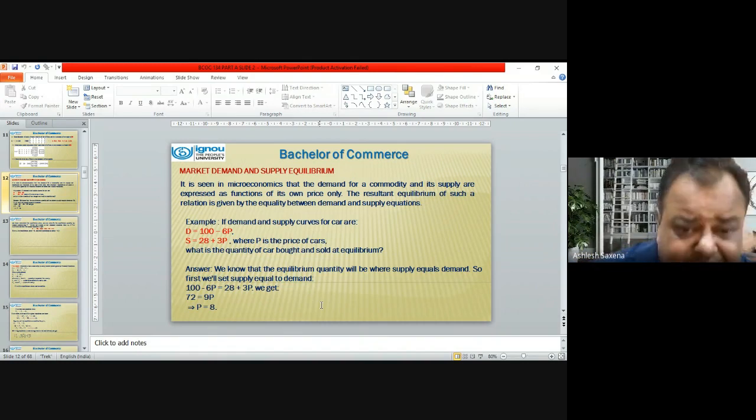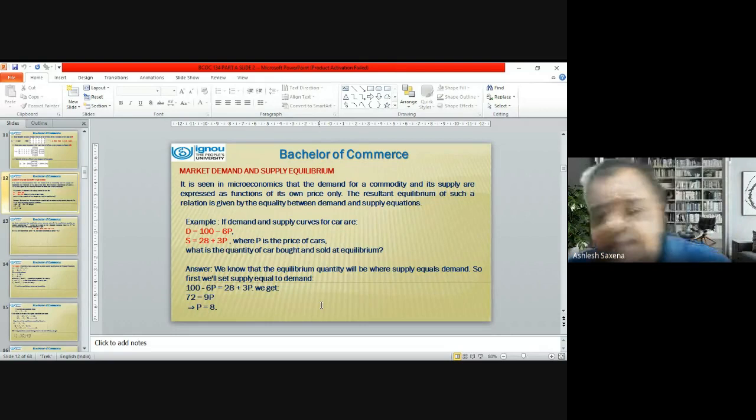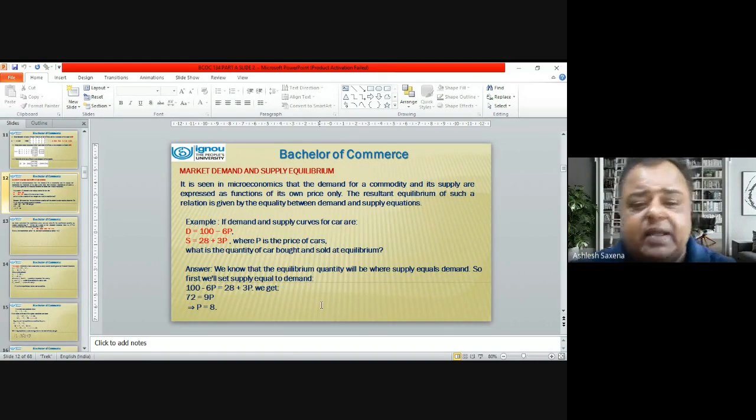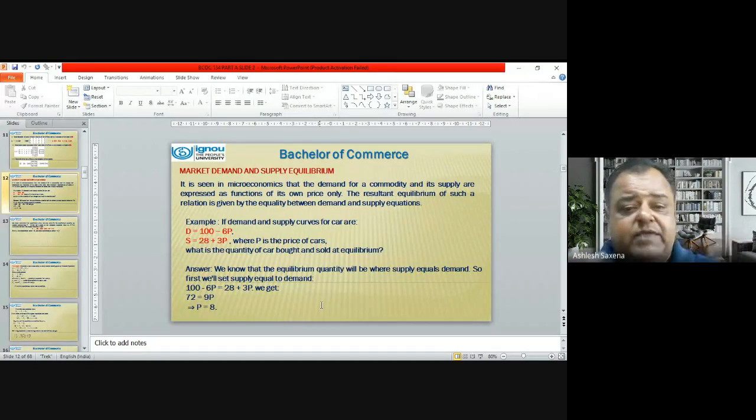So straight away, we are going to equate D equal to S. That means 100 minus 6P will be equal to 28 plus 3P. We will be bringing this 28 to the left side and sending 6P to the right side. That will become 72 divided by 9. That means we are going to get the price of the car as 8.